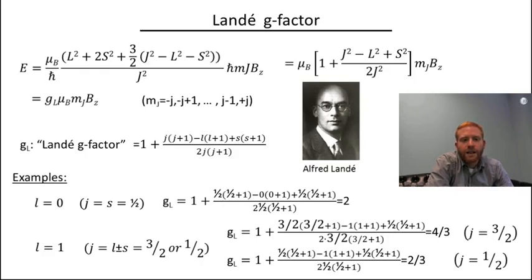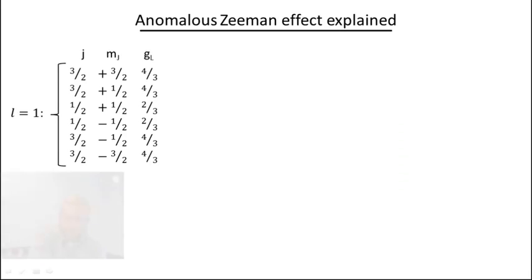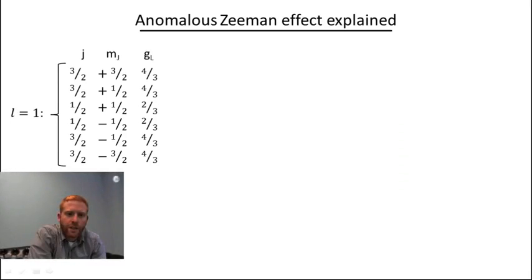So from the 6 L equals 1 states, that's 3 orbital projections times 2 spin projections, 4 of the J equal to 3/2 states, where m sub j is minus 3/2, minus 1/2, plus 1/2 and plus 3/2, have one G factor, and the 2 remaining J equals 1/2 states, with m sub j equal to plus and minus 1/2, have another G factor of half its value. In a magnetic field, the 6 split like this.